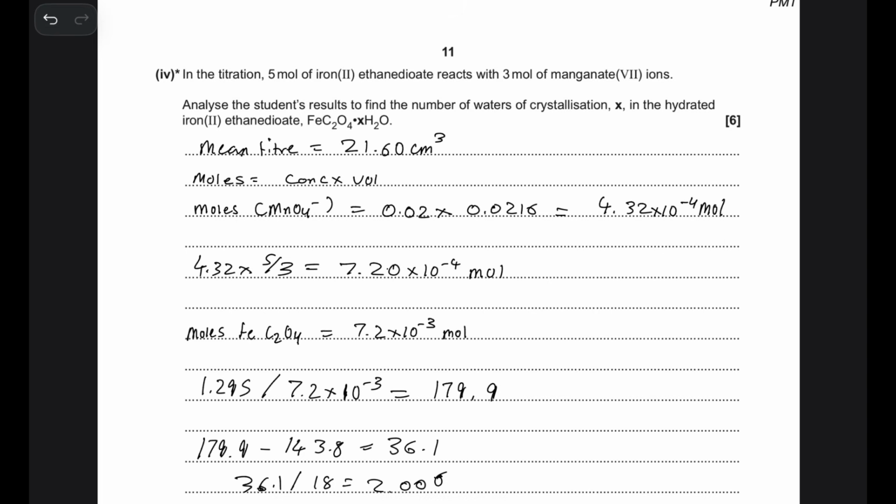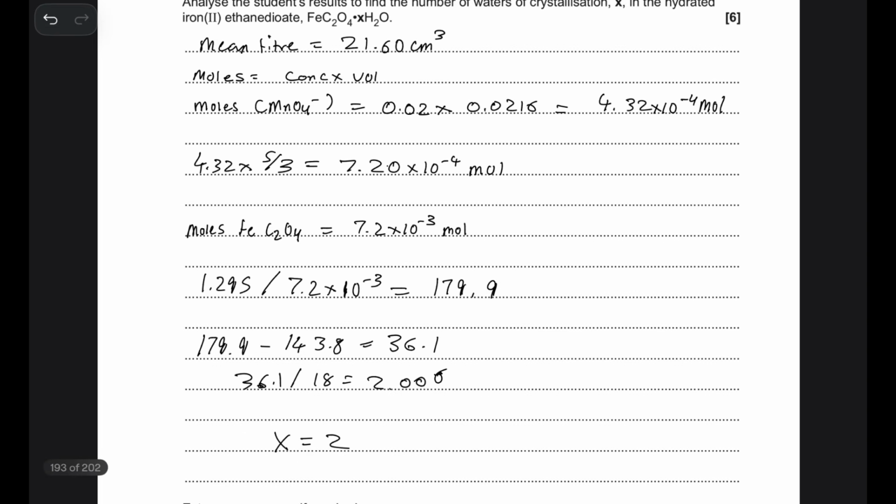It's not always that X is going to be a whole number. Just be aware of that. It's not always going to be a whole number. In this case, it is, but there are chances that it won't be. So X is 2. That's how you work it out.